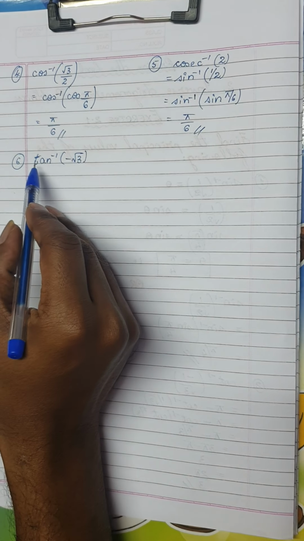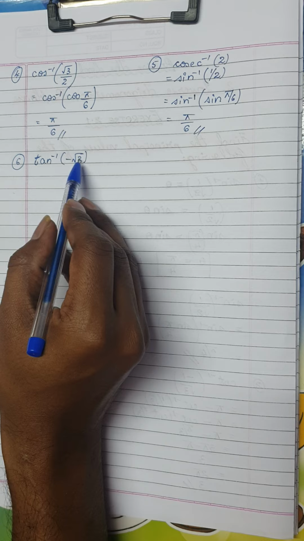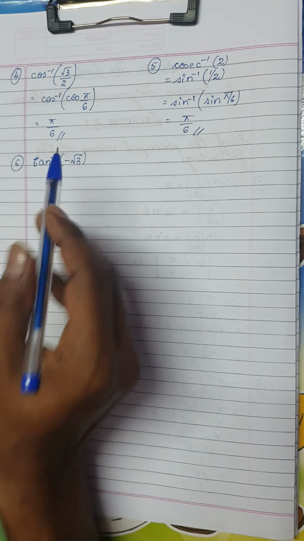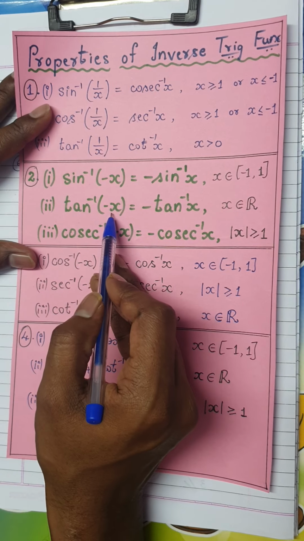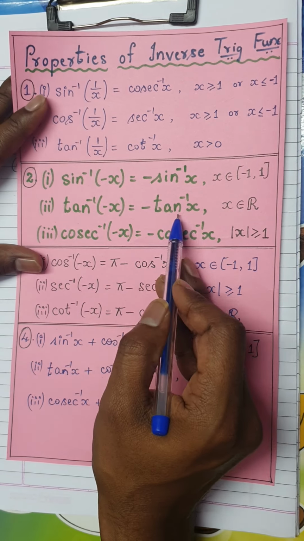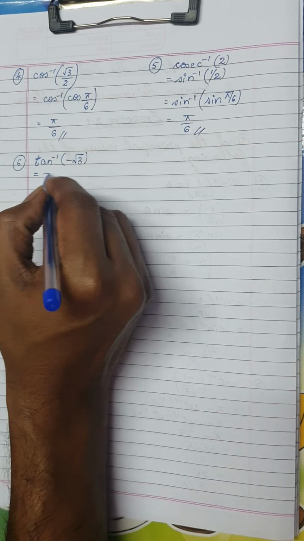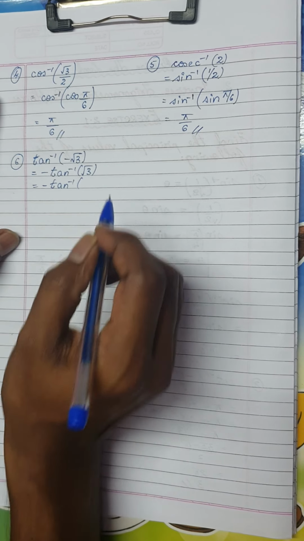Well, let's consider the next question. Let us find the principal value of tan inverse of minus root 3. This is of the form tan inverse of minus x. I am again and again telling you to be careful with these parts. Tan inverse of minus x will be minus of tan inverse x. So it becomes minus tan inverse of root 3.